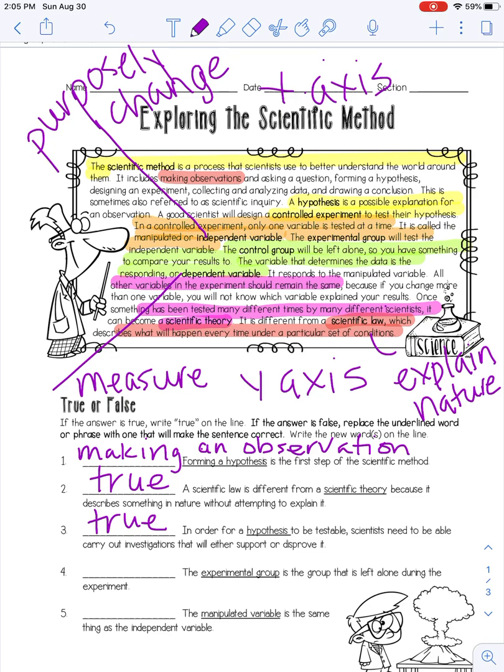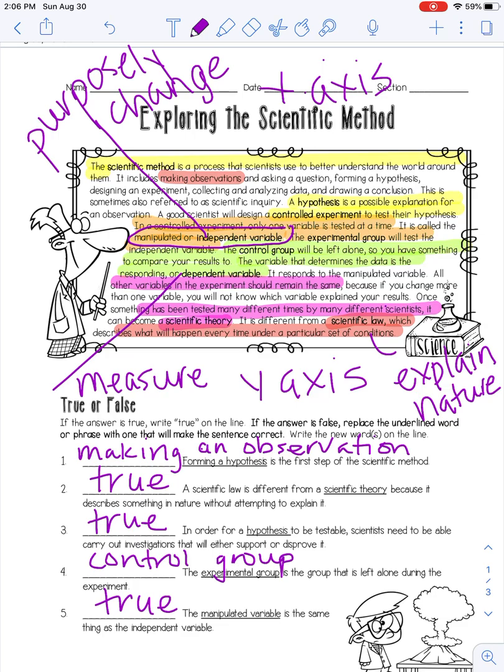The experimental group is the group that is left alone during the experiment. That is false. The one that is left alone during the experiment would be the control group. The manipulated variable is the same as the independent variable. So I could come back up to my text and see, yep, the manipulated variable is the same as the independent variable. So that is true.